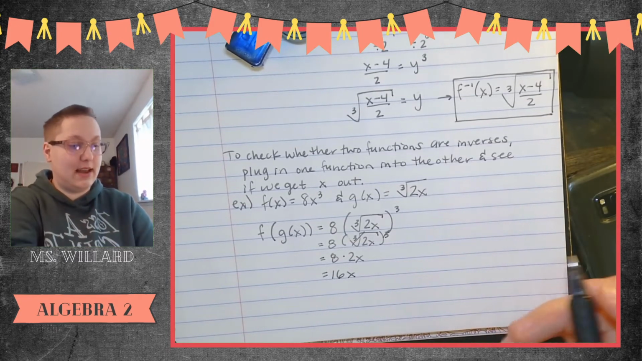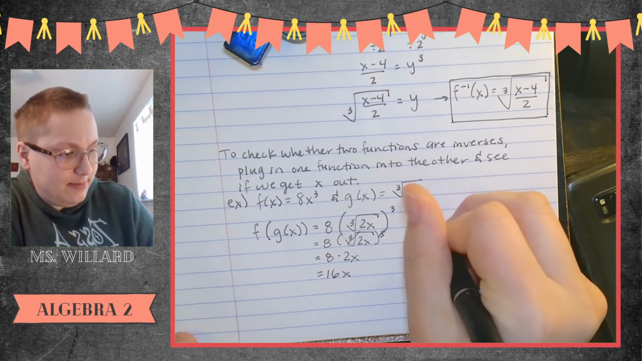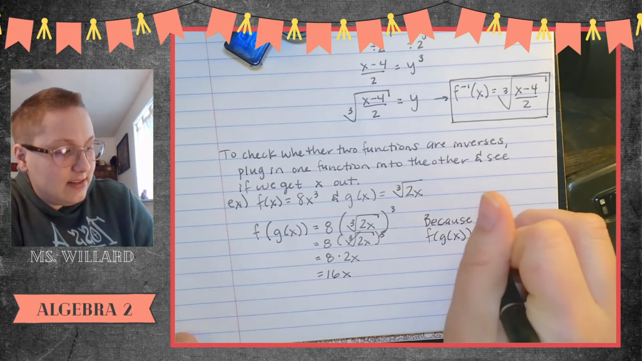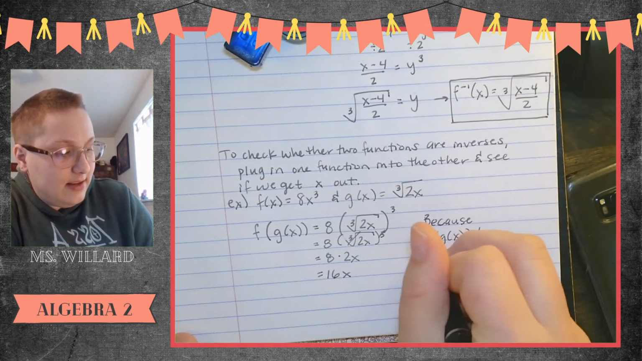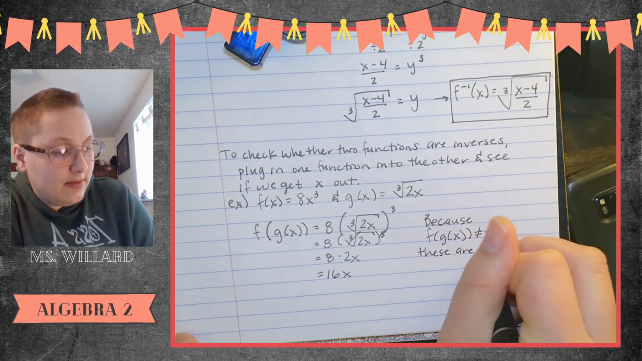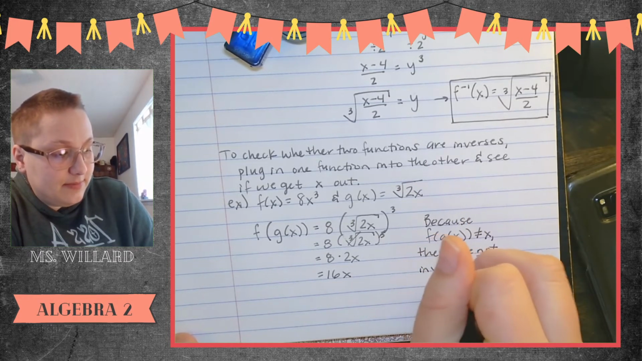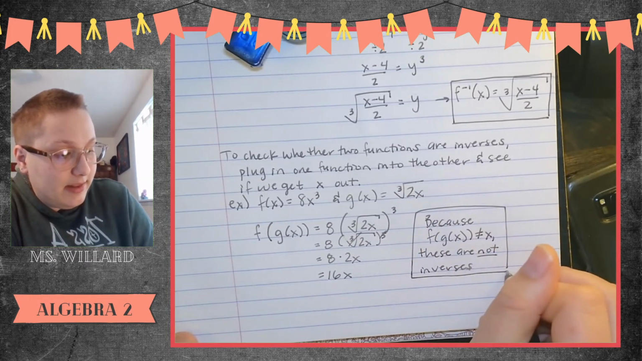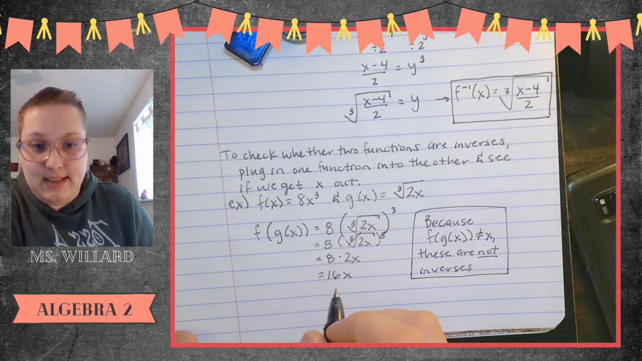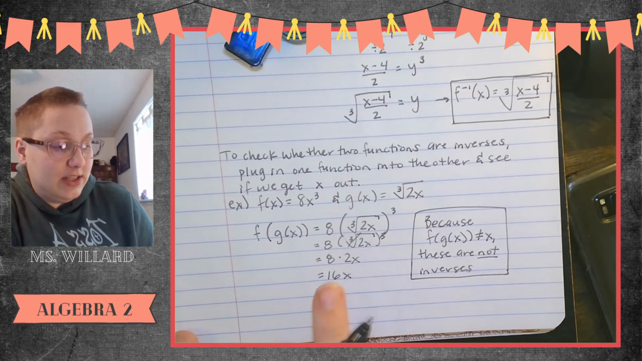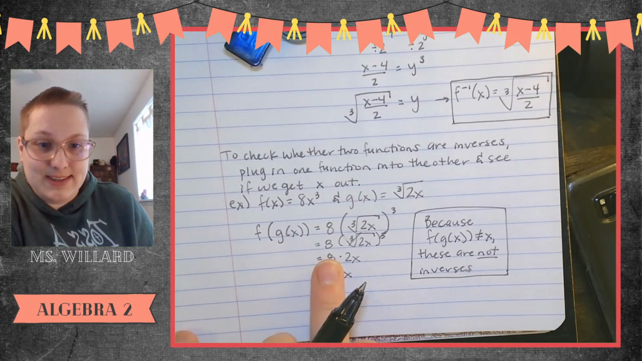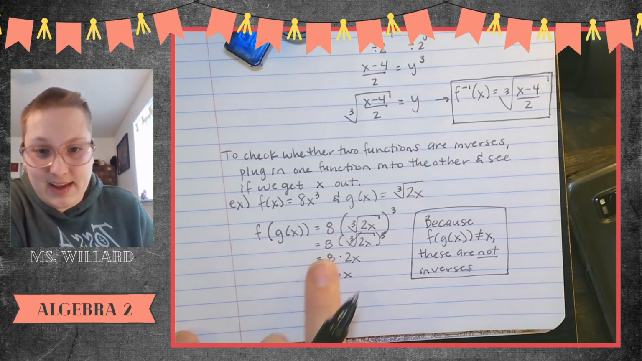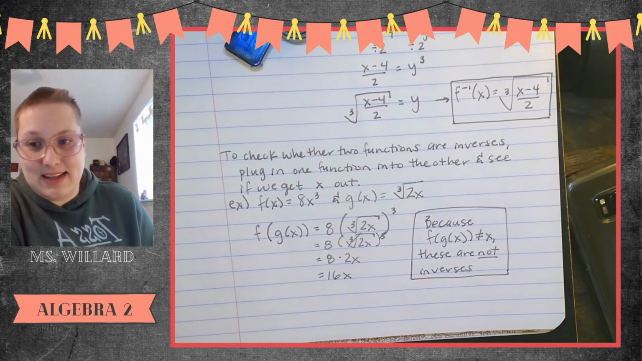Okay, so here's what we say. We say because f of g of x does not equal x, these are not inverses. Now, if I do plug them in and they work, then I would say that they're inverses. So if I just got x, no 16, just x, then I would say because f of g of x equals x, these are inverses. Okay, so if I get that it just equals x, I would say that instead.